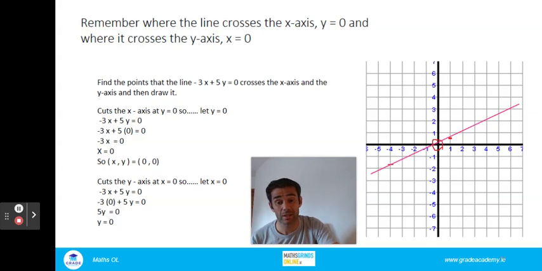So basically what you do, guys, is, where it crosses the x-axis, you say y is equal to 0, sub that in, and you'll find an x value. And then where it crosses the y-axis, you sub in x is equal to 0. Sorry, the other way around. I got jumbled there, guys. Sorry.